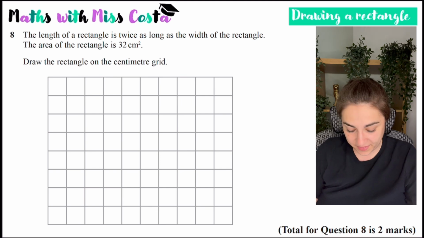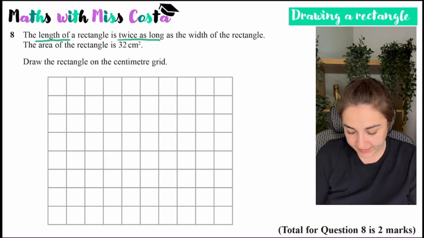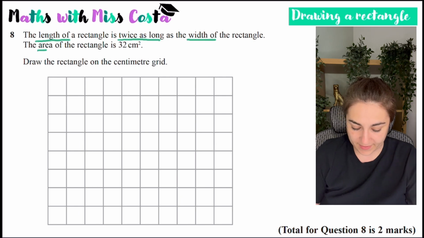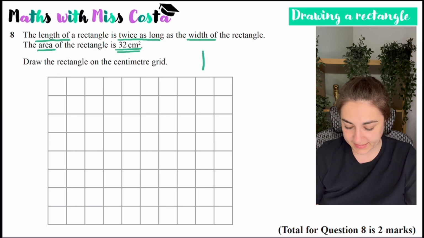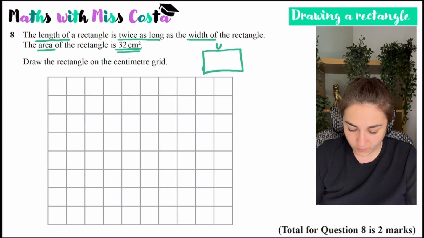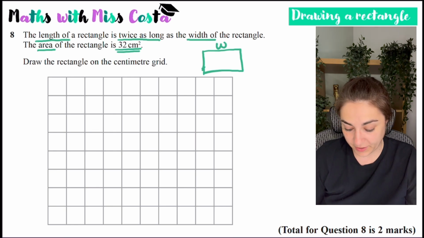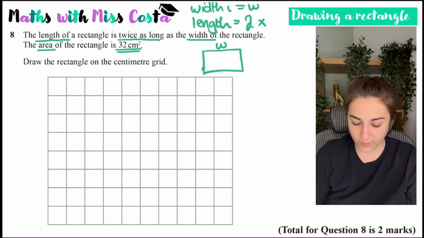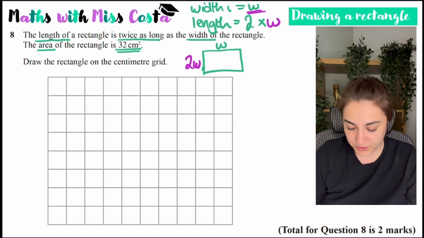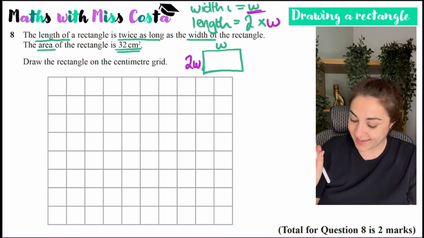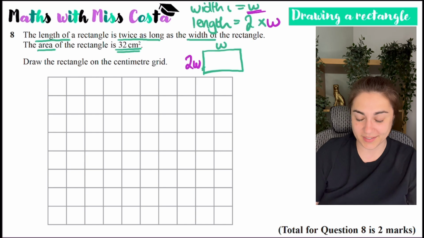Next, I'm told that the length of a rectangle is twice as long as the width of the rectangle, and that the area of the rectangle is 32 centimeters squared. Okay, so I know that I've got my width and that the length is twice as long as the width. So as an expression, I could say that the width is just W and the length is going to be 2 times the width. And if I know that the width is W, I could say the length is 2 times W, which would simplify to 2W, because whenever you write a number and a letter in algebra, you don't write the multiplication sign.